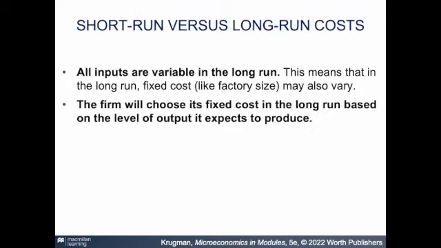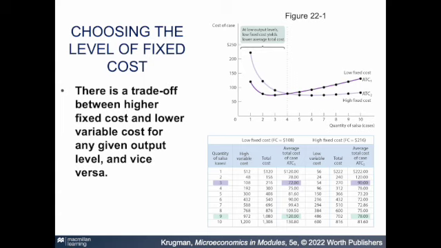Short run versus long run costs. All inputs are variable in the long run. This means that in the long run, fixed cost, like factory size, may also vary. The firm will choose its fixed cost in the long run based on the level of output it expects to produce. Choosing the level of fixed cost: there is a trade-off between higher fixed cost and lower variable cost for any given output level, and vice versa.